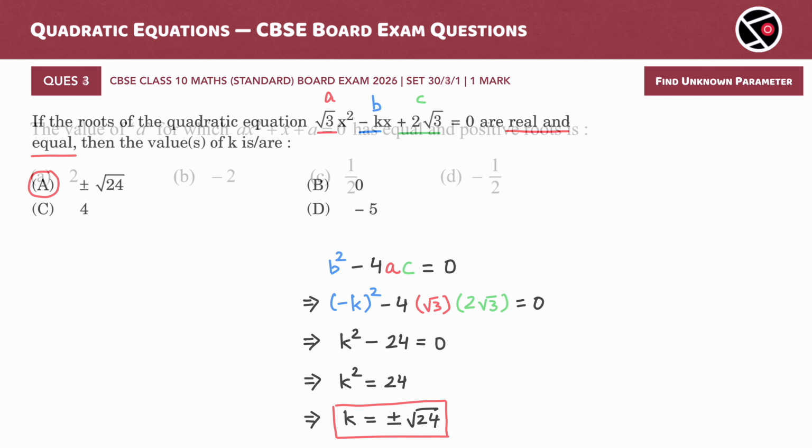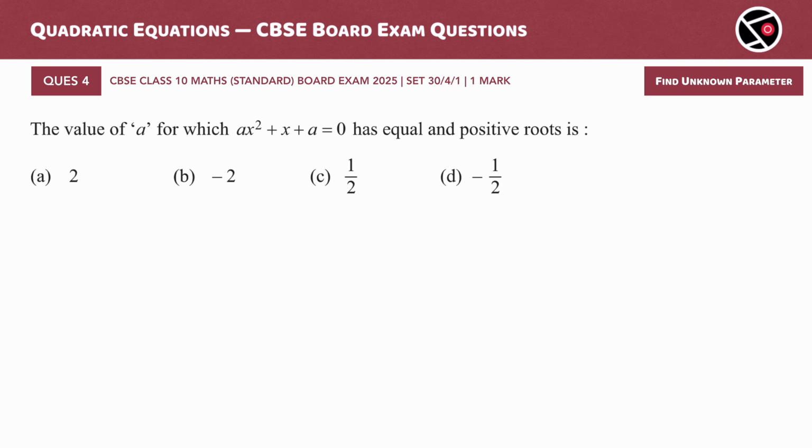This is our next question from 2025 board exam. Quite similar to the previous one, but slightly tricky. Give it a try. Alright, this one is a little different. The roots are still equal, but they also have to be positive. Now, for equal roots, the discriminant b square minus 4ac equals 0. I am using capital A, B and C to avoid mixing them with the lowercase a in the question. It's a simple trick to avoid mistakes.